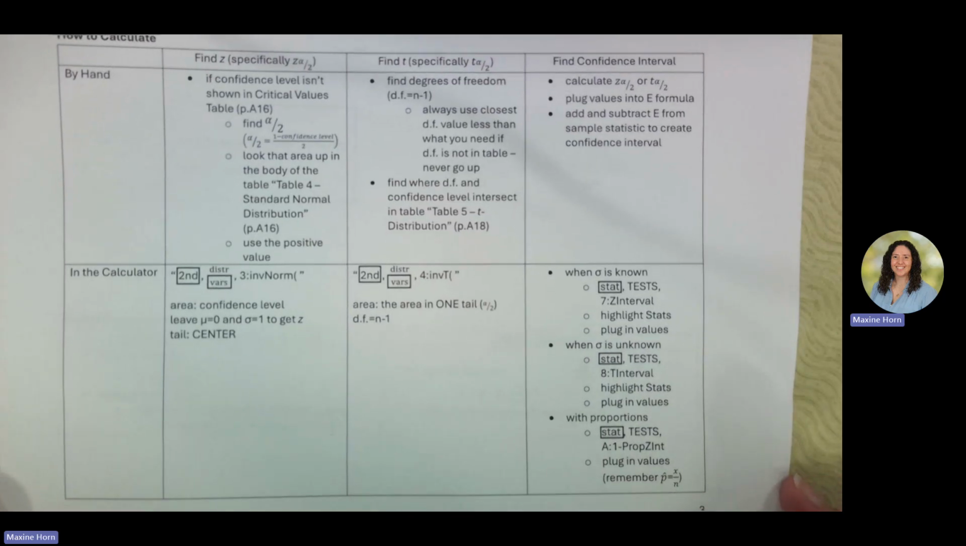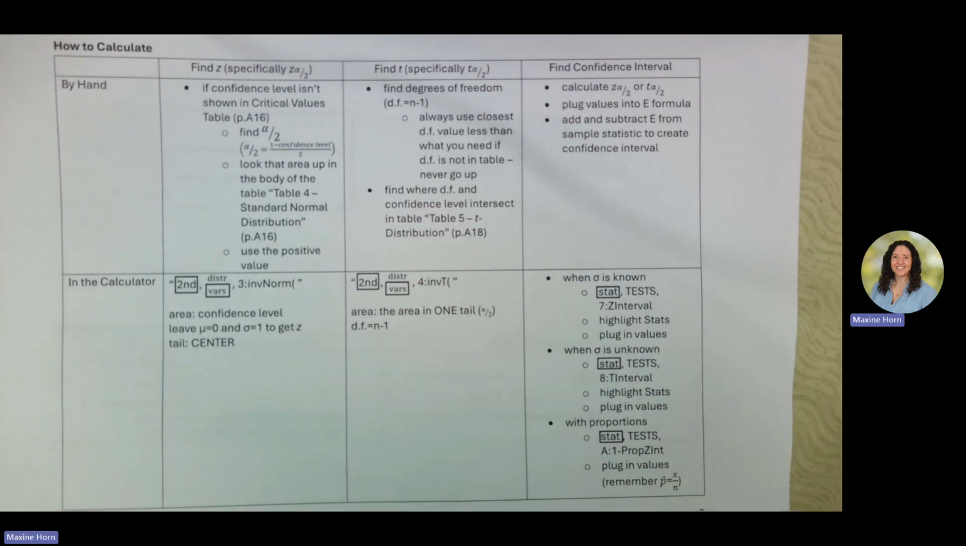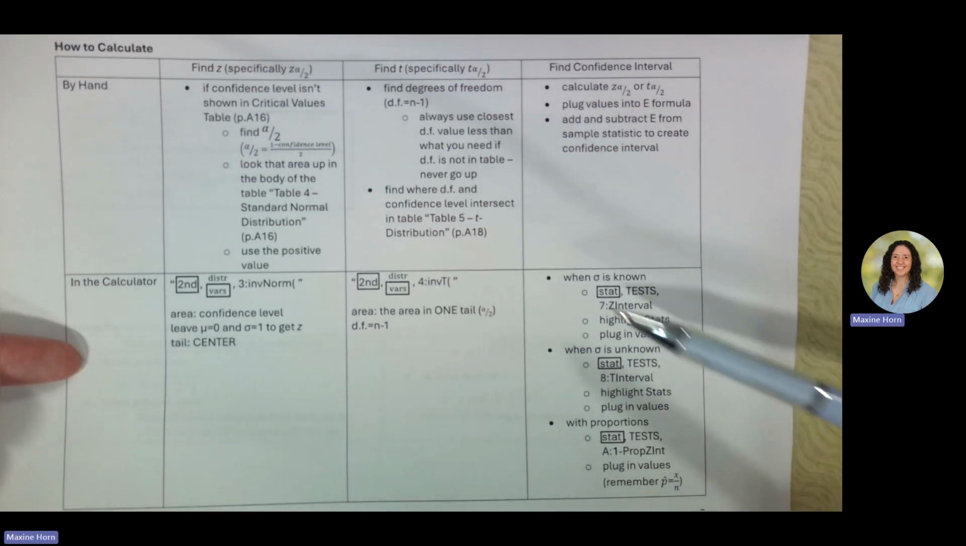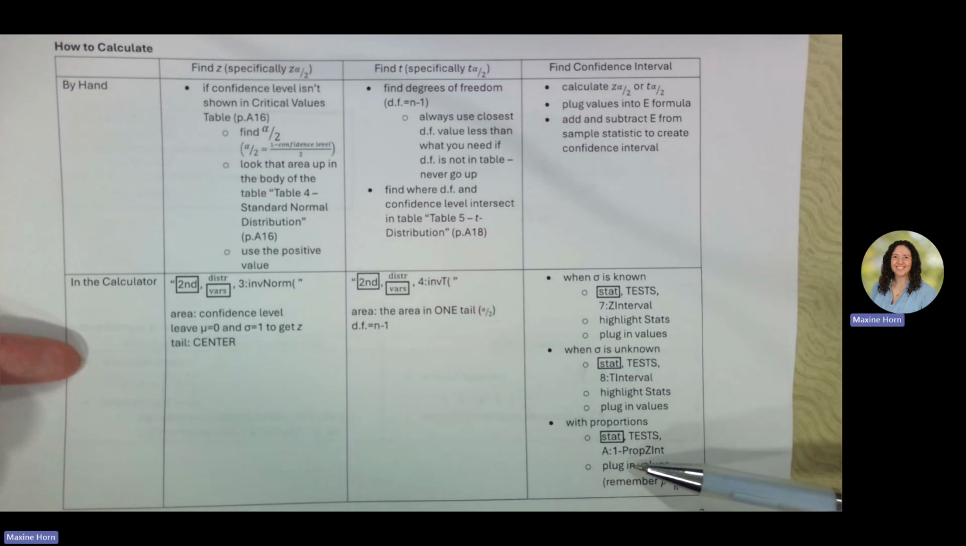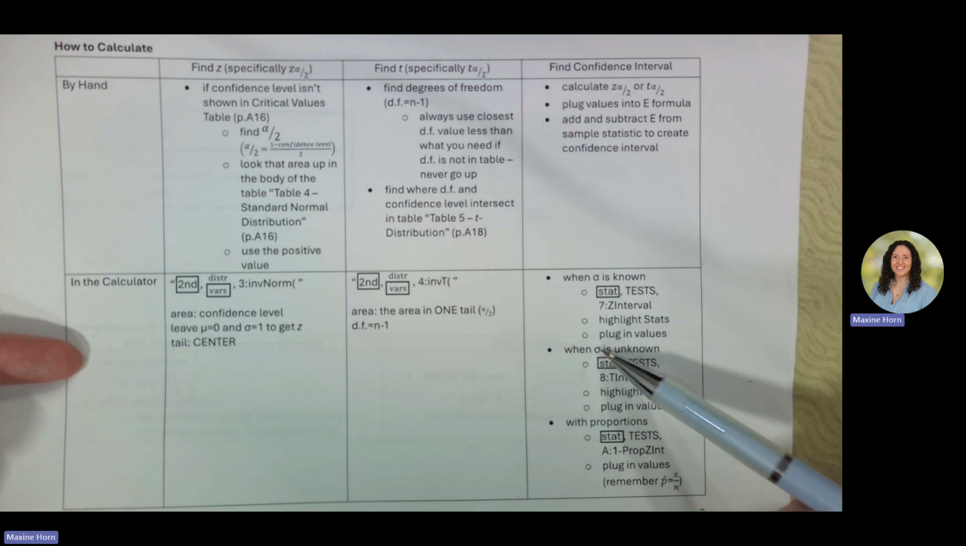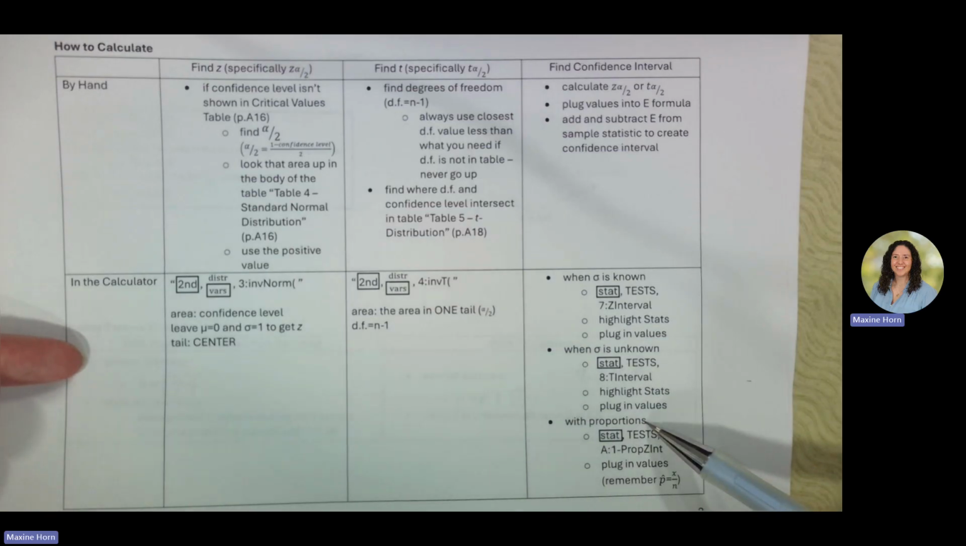So how do we actually find these? Sometimes you're going to be asked for the confidence interval, and you can do it by hand, or you can do it in the calculator. Here are the three different scenarios that we talked about before: when we know our population standard deviation, when we don't know it, and then when we have a proportion.